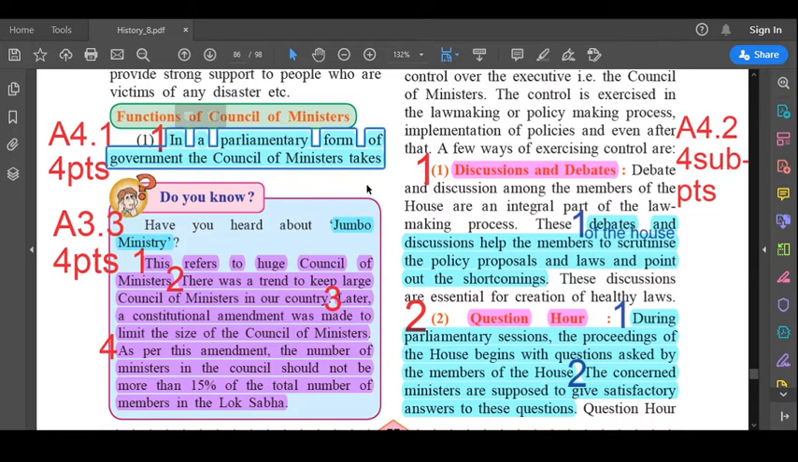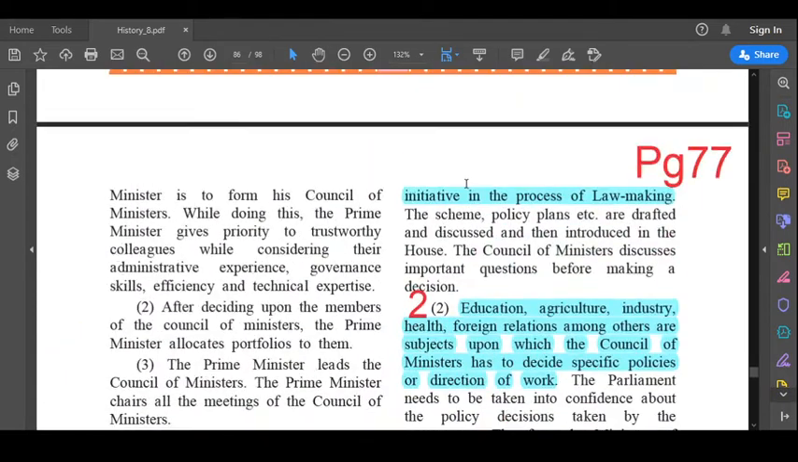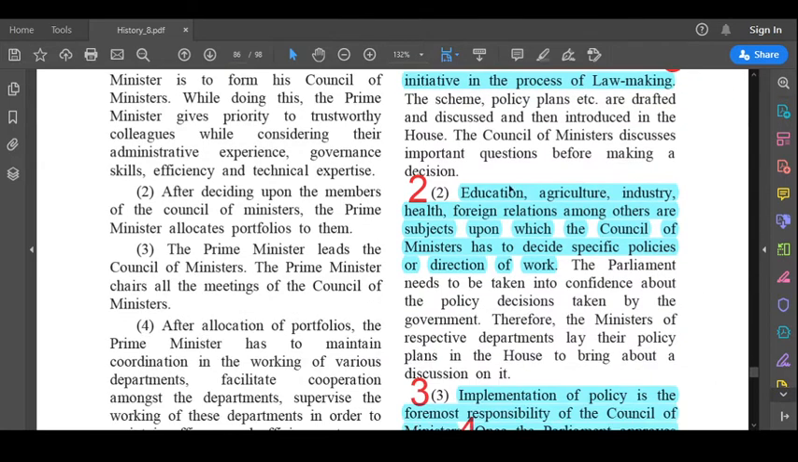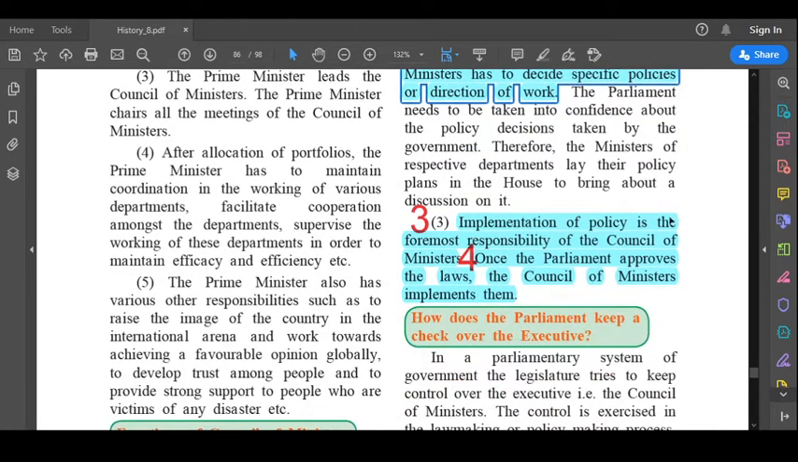In a parliamentary form of government, the Council of Ministers takes, same page, go to the right hand side, first line, takes initiative in the process of law making. That's your first point. Second point is the next paragraph. Education, agriculture, industry, health, foreign relations among others are subjects upon which the Council of Ministers has to decide specific policies or direction of work.